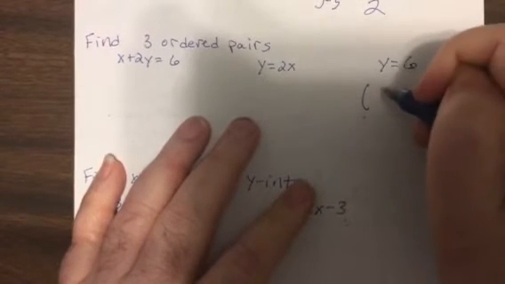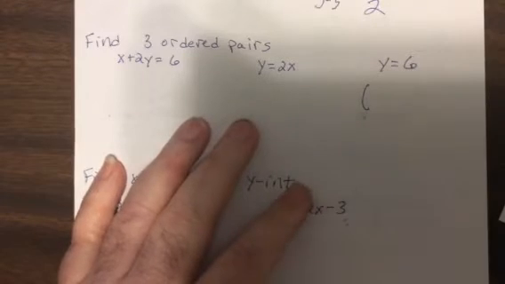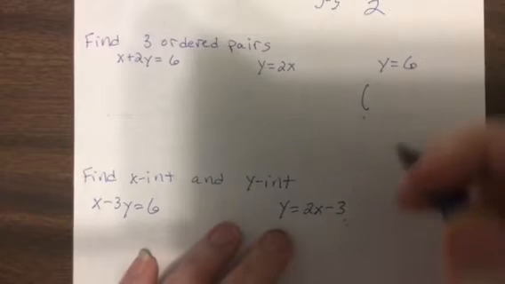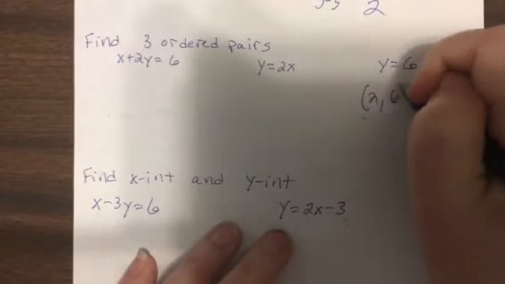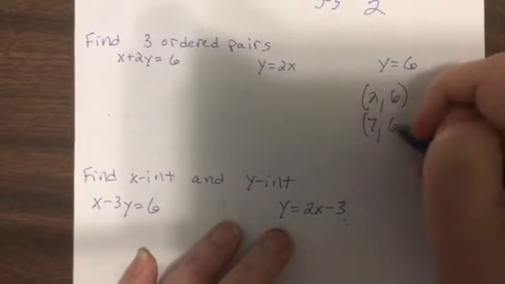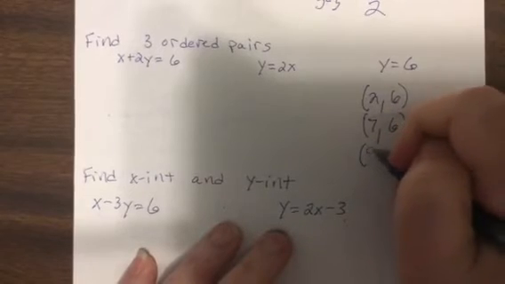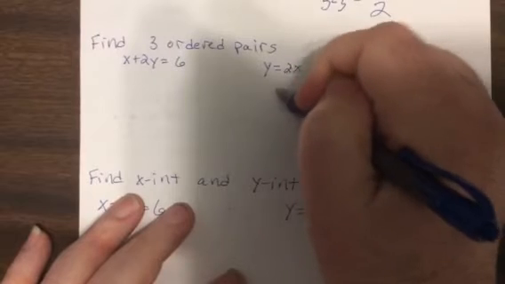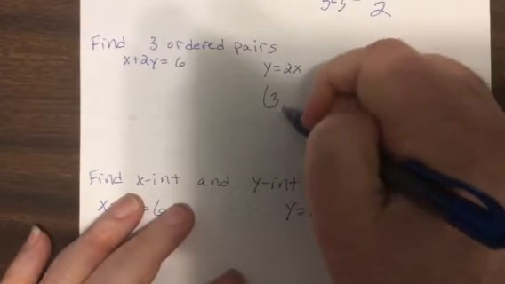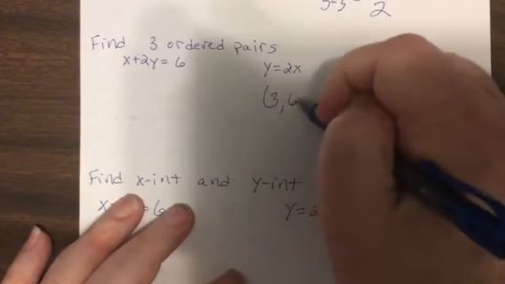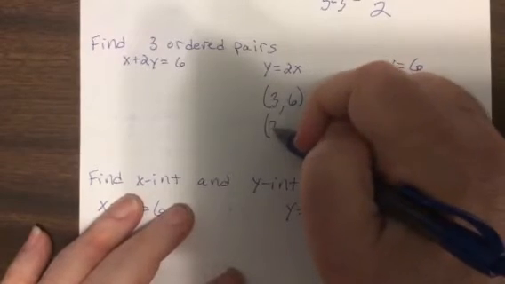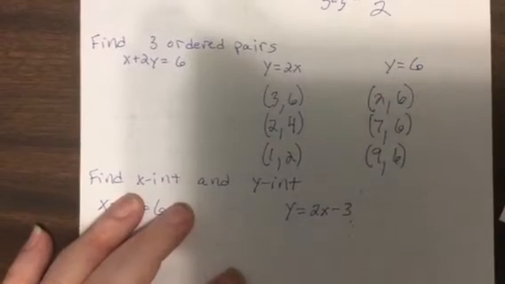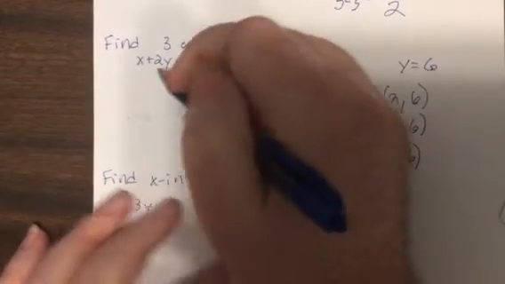All that matters is y is 6. We also know it's a horizontal line because it's y equals a number. So here we go: 2, 6; 7, 6; 9, 6. This one, all that matters is y is twice x. So if x is 3, twice that is 6. If x is 2, twice that's 4. If x is 1, it's 2. Now this one, plug and chug.